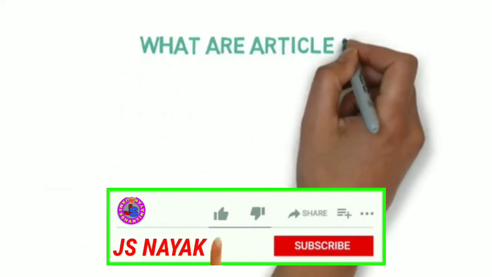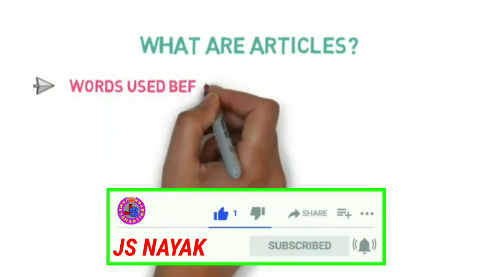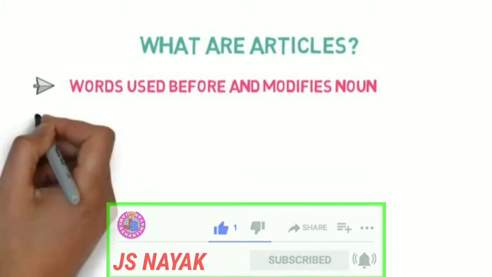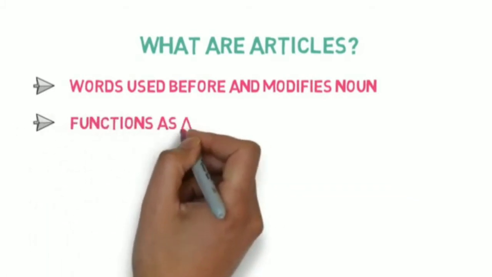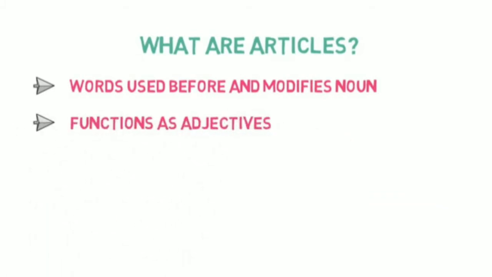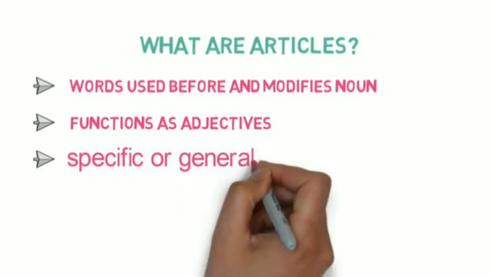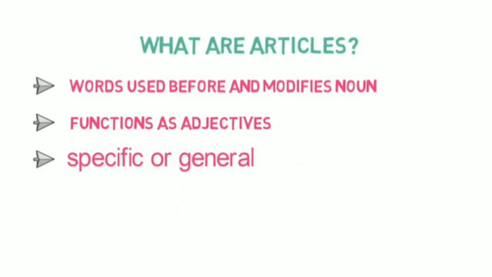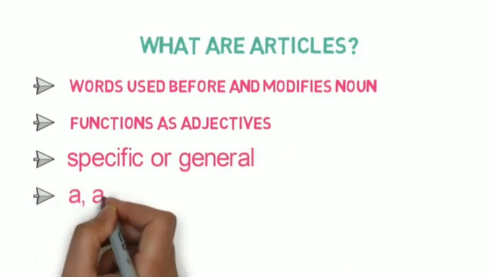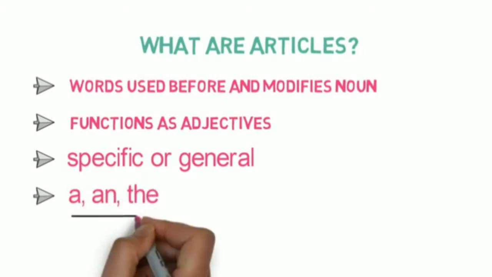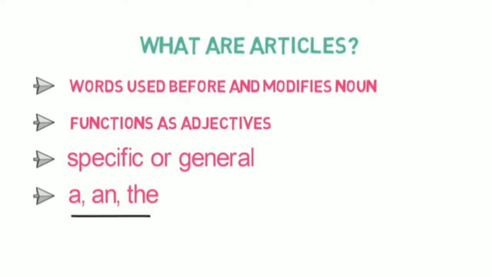So what are articles? Articles are words used before a noun and they modify the noun. As they give more information about nouns, they function as adjectives in the sentence. Articles define whether a noun is used in a specific context or a general context. There are three articles in English: a, an, and the. These articles are categorized into different types as per their usage. Let's look into that now.